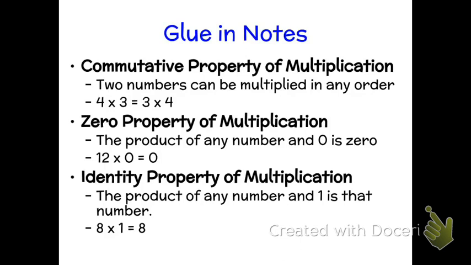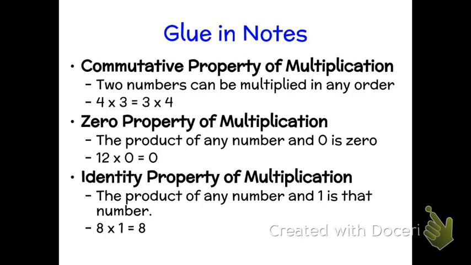The zero property of multiplication says that the product of any number and 0 will always be 0, meaning that whatever number you multiply times 0, it will always give you an answer of 0. An example is 12 times 0 is 0. 5 times 0 would be 0.